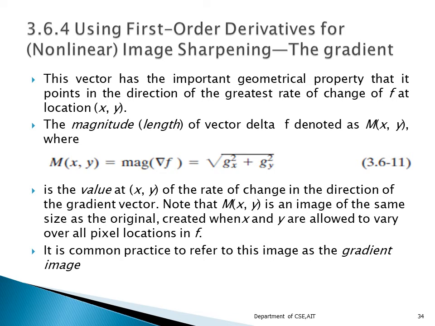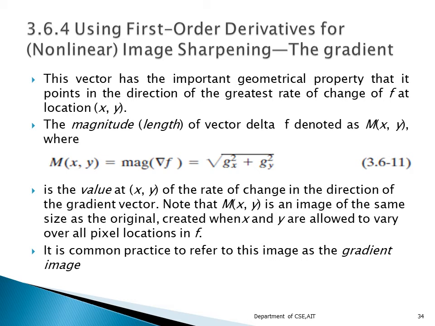That means the image where the changes will be there, in that direction it will be oriented. This M of xy is the value at xy of the rate of change in the direction of the gradient vector. So wherever there is a maximum change in the same direction, M of xy will also be there. The M of xy is an image which will be the same size as the original image, created when the x and y values run over all the pixel locations in the original image f of xy. So it is also called the gradient image.